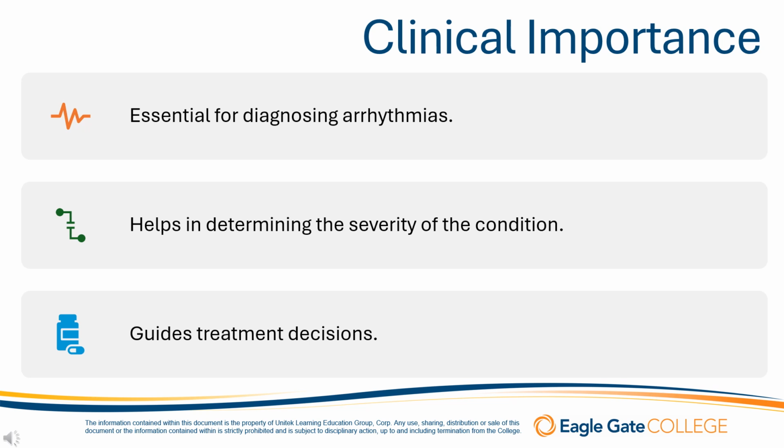Heart rate calculation is essential for diagnosing arrhythmias. Arrhythmias are abnormal heart rhythms that can range from benign to life-threatening. Identifying the exact heart rate helps to differentiate between different types of arrhythmias. Tachycardia is defined as a heart rate greater than 100 beats per minute. Bradycardia is a heart rate less than 60 beats per minute.